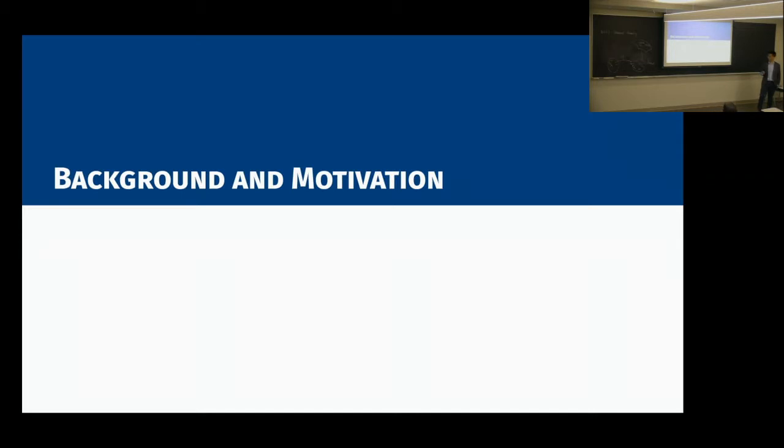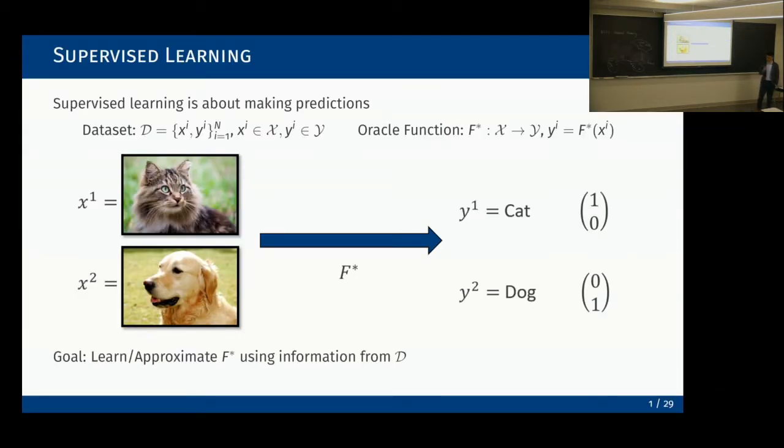We start with some simple background and motivation. The topic that we're primarily interested in is that of supervised learning. So it's about making predictions. We have a data set consisting of inputs x and labels or outputs y. And we assume there's some oracle function that maps the input to the output. For simplicity, you can think of it as a deterministic function, but it can also be something with noise. In this case, this f star is an oracle classifier that classifies the cat and dog images into the corresponding labels. The overarching goal of supervised learning is to learn, or if you want, approximate f star using information from this data set.